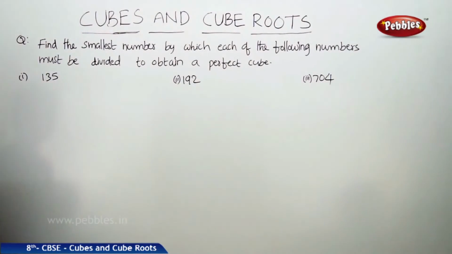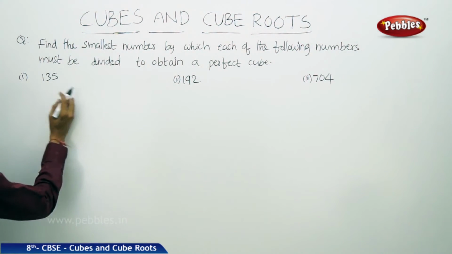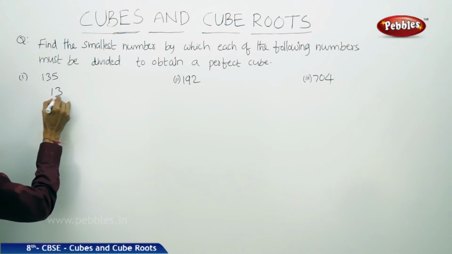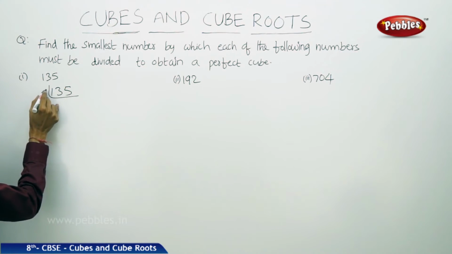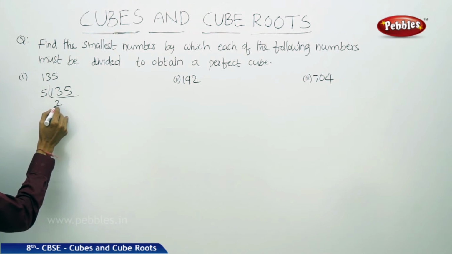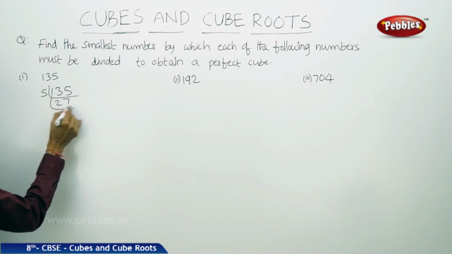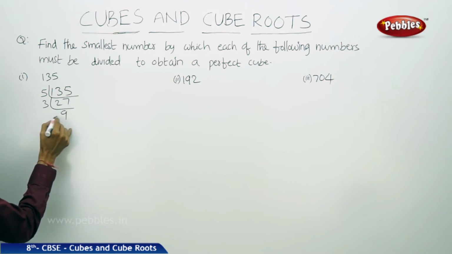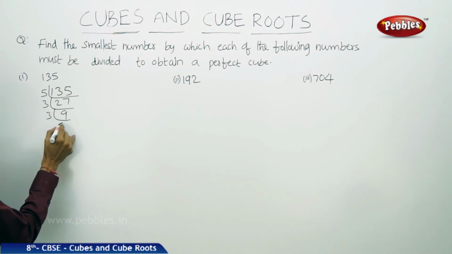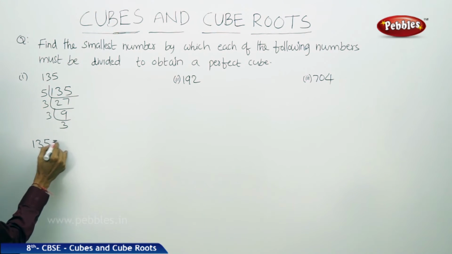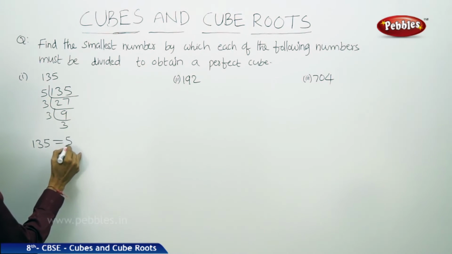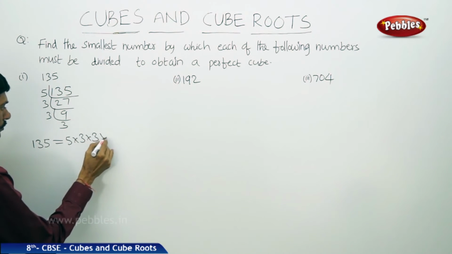Find the smallest number by which each of the following numbers must be divided to obtain a perfect cube. Now let us take the first question, 135. So first we will factorize 135 using the table of 5. 5 2's are 10, 5 7's are 35. Here 3 9's are 27, 3 3's are 9. Now when you factorize 135, we get the prime factors as 5 into 3 into 3 into 3.